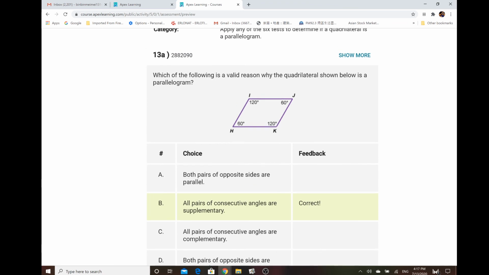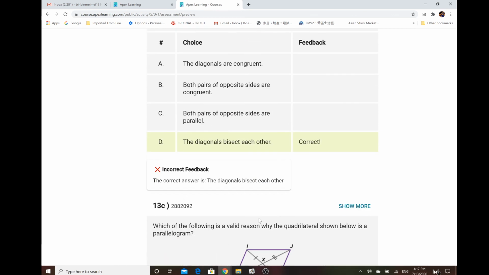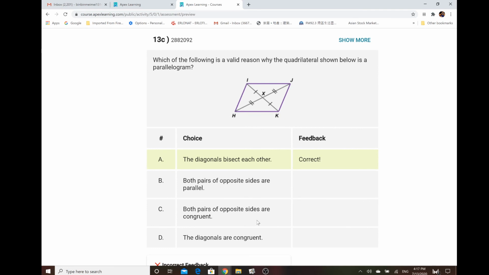And now, which of the following is a valid reason why the quadrilateral shown below is a parallelogram? All pairs of consecutive angles are supplementary. The diagonals bisect each other. 13c, the diagonals bisect each other, so it's quite similar.